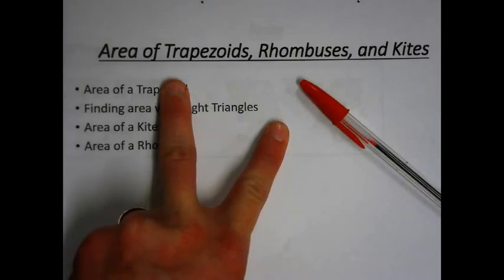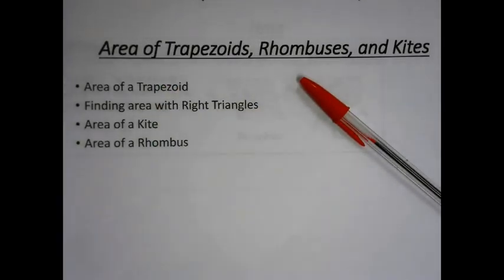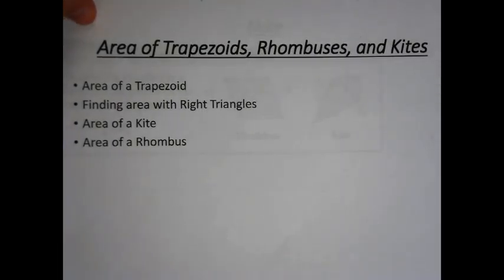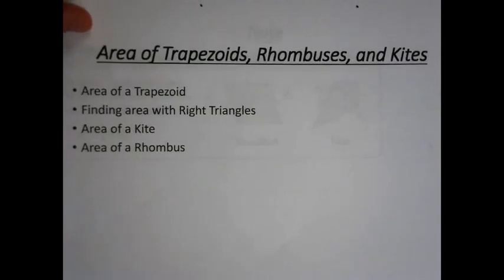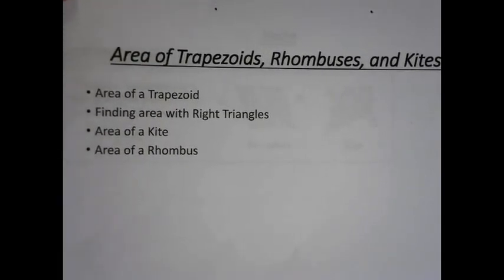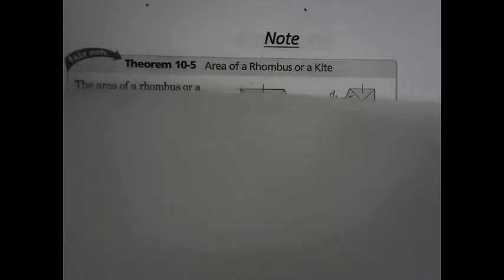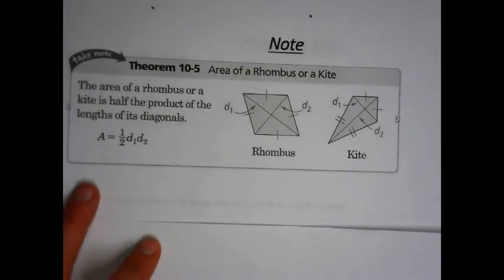All right, folks, welcome back to our second video for the area of trapezoids, rhombuses, and kites. Today we're going to deal with kites and rhombuses because the formulas for the area are the same. Make sure you did see the previous video about trapezoids because that's going to be helpful. We will be dealing with trigonometry again. All right, so here's our note.